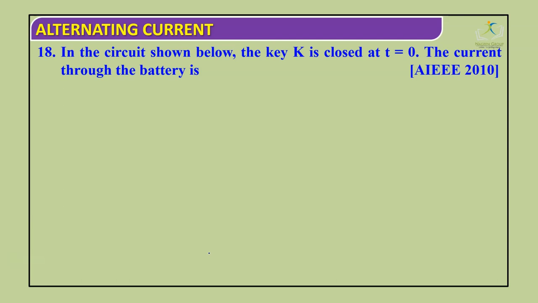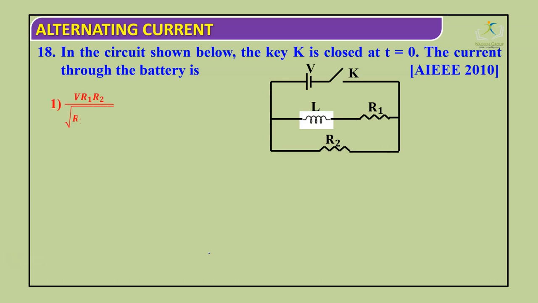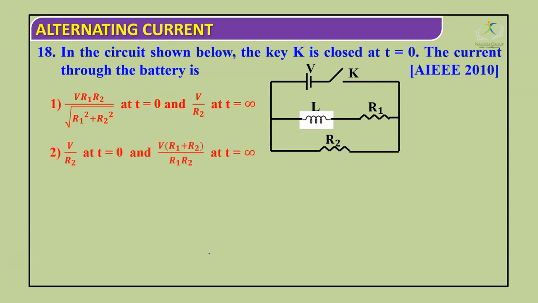Question number 18 is: in the circuit shown below, the key K is closed at time t equals 0. The current through the battery is: first, V R1 R2 divided by R1 square plus R2 whole square, R2 square at t equals 0, and V by R2 at t equals infinite. Second, V by R2 at t equals 0, and V(R1 plus R2) divided by R1 R2 at t equals infinite.